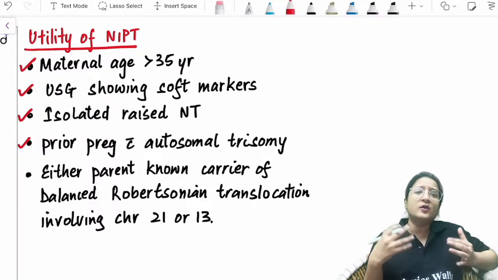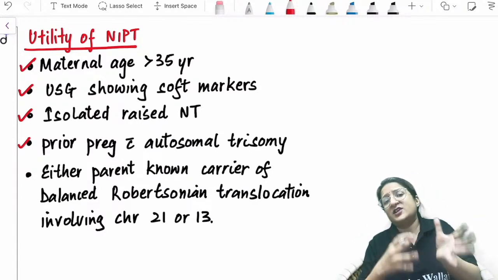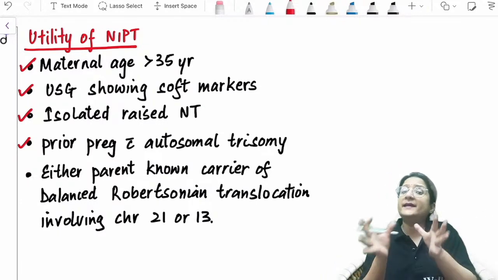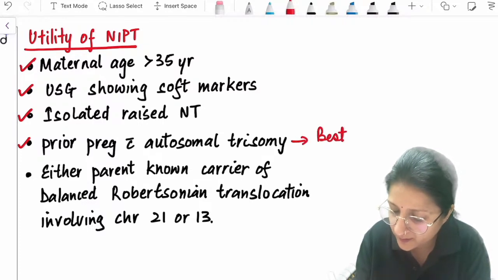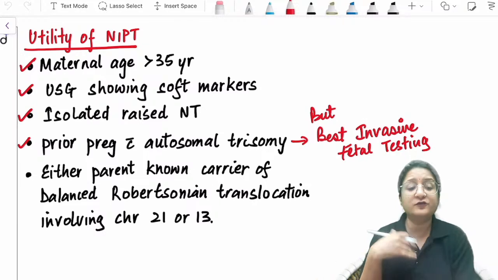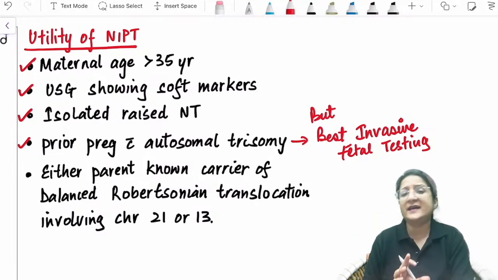Let's say, for example, a woman already has a prior affected fetus with Down syndrome. Now, in this pregnancy, the chance of recurrence is definitely there, right? So in that situation, NIPT can be used, but the best thing to do here would be an invasive fetal testing. In this situation, best would be to go for an invasive fetal testing to confirm if the fetus that the woman is carrying now has Down syndrome or not, because that is the confirmation. Otherwise, NIPT is also just a screening test only.